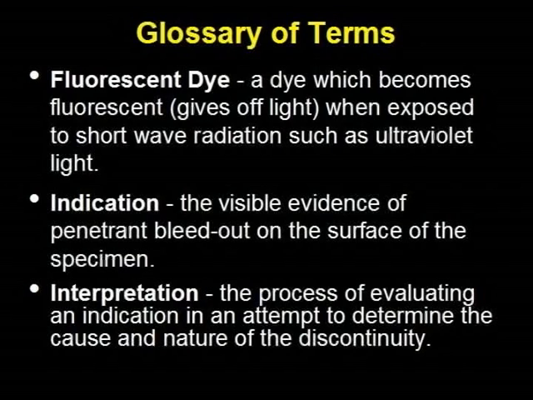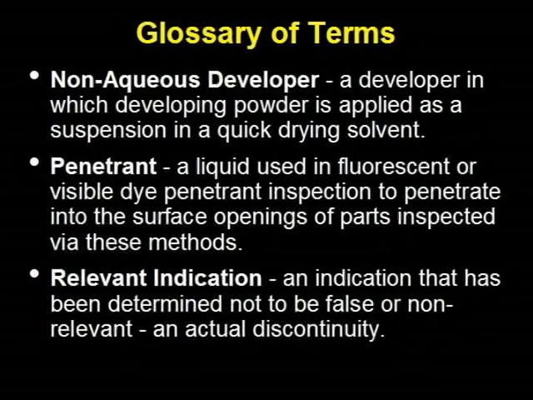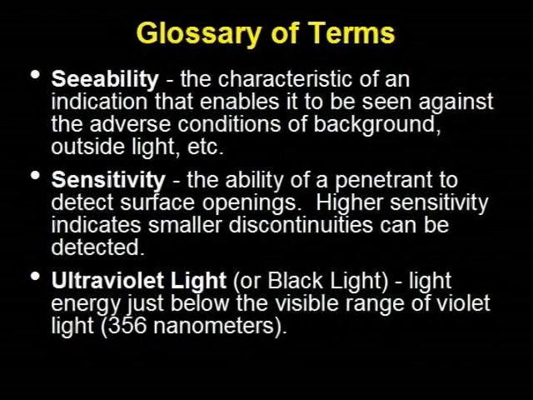Interpretation is the process of evaluating an indication to determine the cause and nature of the discontinuity. Non-aqueous developer is a developer in which developing powder is applied as a suspension in a quick-drying solvent. Penetrant is a liquid used in fluorescent or visible dye penetrant inspection to penetrate into the surface openings of parts inspected via these methods. Relevant indication is an indication that has been determined not to be false or non-relevant, an actual discontinuity. Seeability is the characteristic of an indication that enables it to be seen against the adverse conditions of background, outside light, etc.